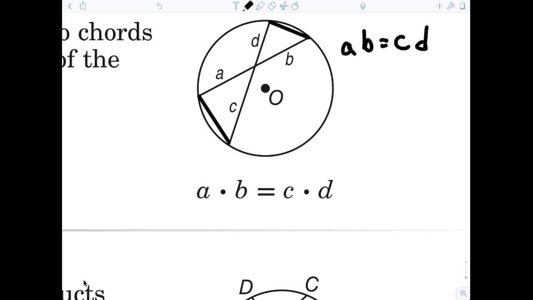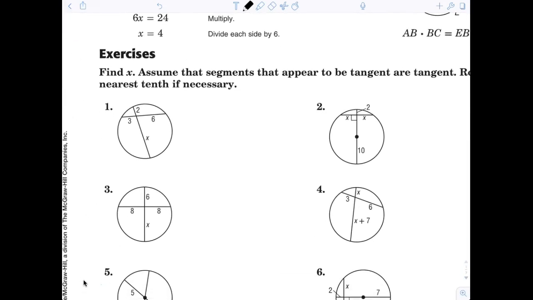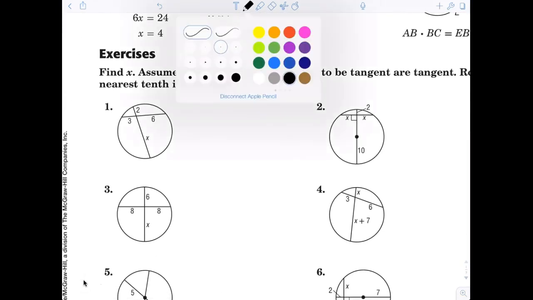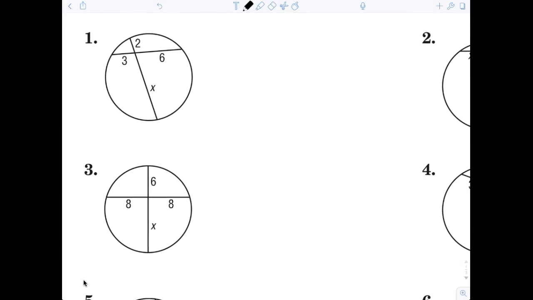Now, just to show you how simple it is, let's take a look at number 1. If we had to write that, we would simply write 2x is equal to 18, so x is equal to 9. Product of the parts are congruent.